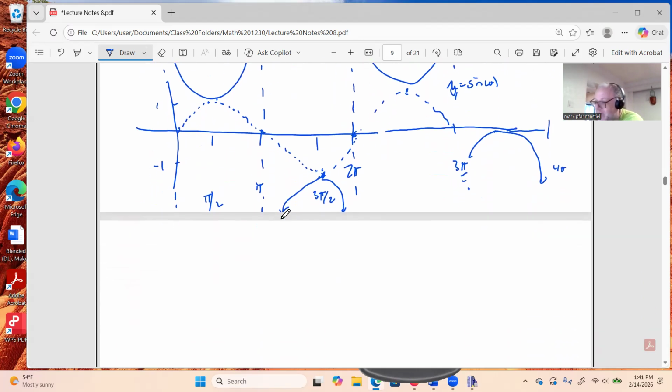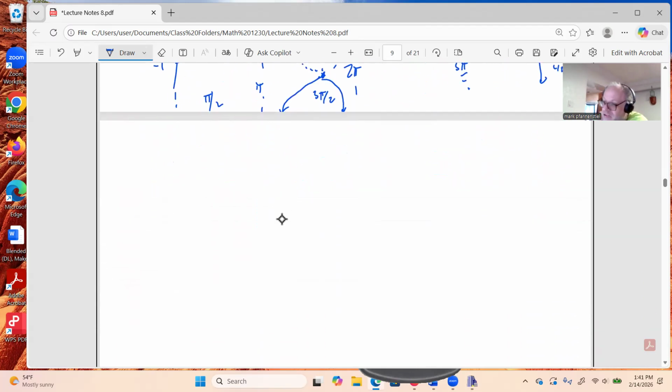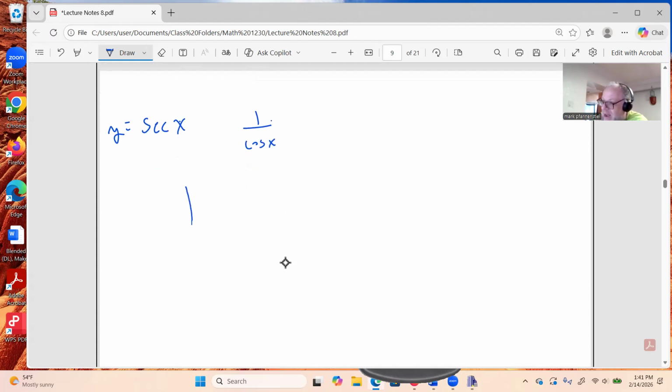Secant works exactly the same way. So we'll talk about secant now. We have y equals secant x. And for secant, that's 1 over cosine. So the first thing that we're going to do when we're tasked to graph a secant is go ahead and graph our cosine first.